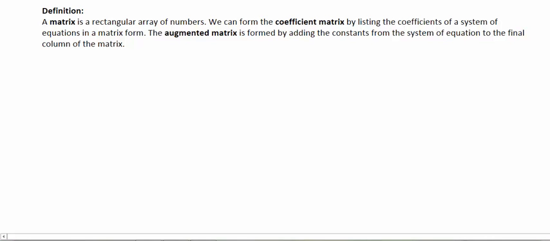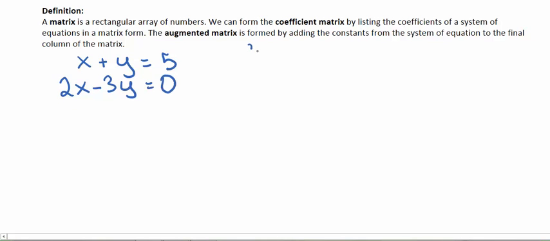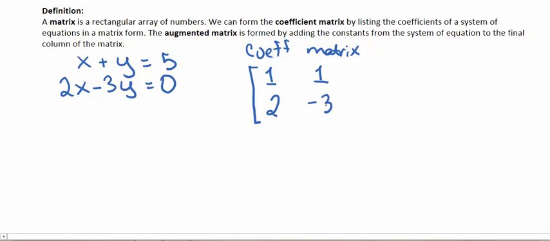And in particular, I'm going to be concerned with two. The first one is going to be the coefficient matrix. So my last example said x plus y equal to 5, and 2x minus 3y equal to 0. The coefficient matrix comes from just listing off the coefficients. The first equation has a 1x and a 1y. The second equation has a 2x and a minus 3y. And that's it. You'll notice when I do this, every row corresponds to an equation.